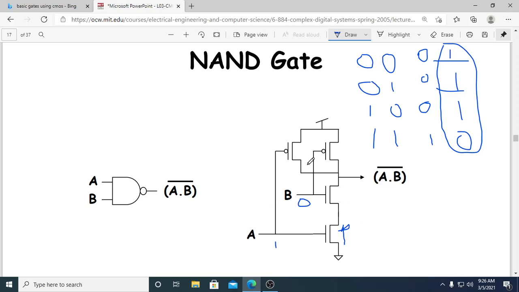But what about this one? As this is 1, this will turn off, but this one is on. So this will pass my VCC or VDD to the output. That is nothing but 1 is passed. So again the third case is followed. Fourth case we will see. I will rub the portion again.